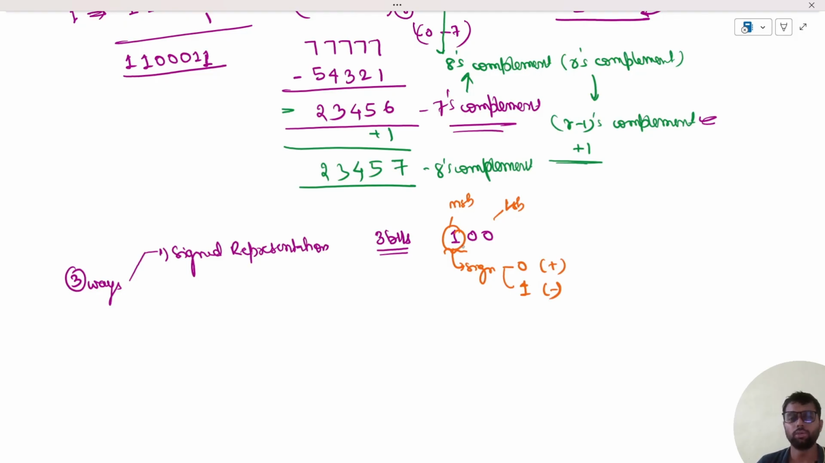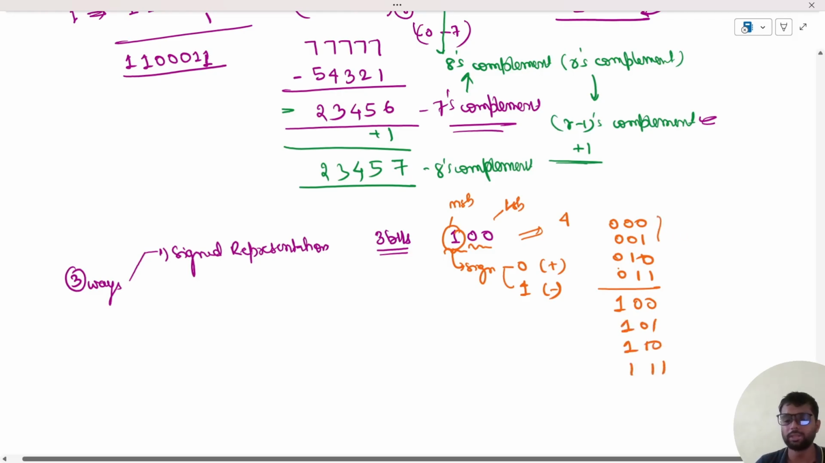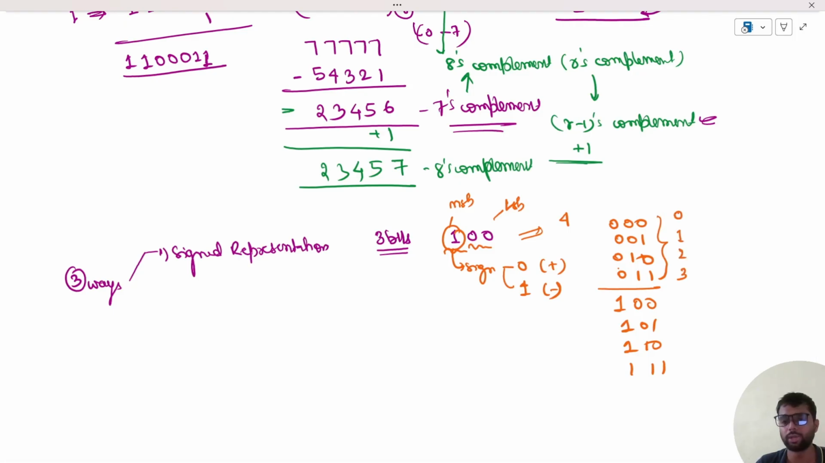Okay. So out of the 3 bits, only 2 bits can be used to represent the numbers. How many numbers can 2 bits represent? In 2 bits, you can represent 4 numbers: 0, 1, 2, 3. So you can have 0 0, 0 1, 1 0, 1 1. Similarly, you can have with the sign bit 1: 1 0 0, 1 0 1, 1 1 0, and 1 1 1. In normal representation, this is 0, this is 1, this is 2, this is 3.